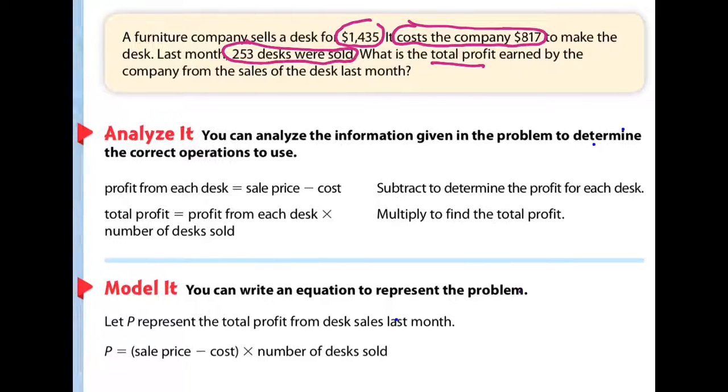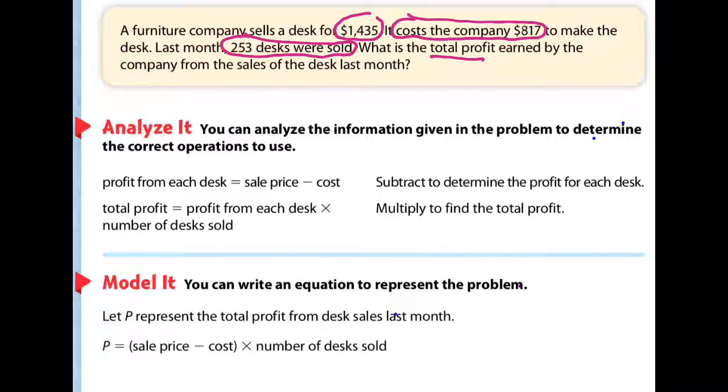So the two strategies we're going to talk about are analyzing it and writing it as an equation. That's using more algebra. So let's go through this. This says you can analyze the information given in the problem to determine the correct operations to use. So the first step says the profit from each desk equals the sales price minus the cost. So subtract to determine the profit for each desk. Okay, we just talked about that. Now the total profit equals the profit from each desk times the number of desks sold. Multiply to find the total profit.